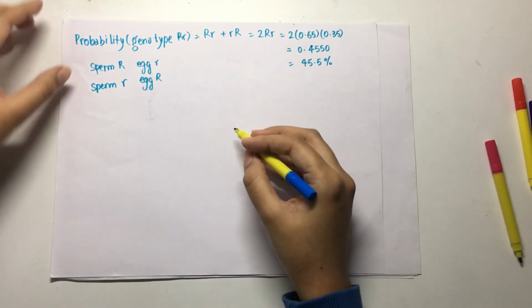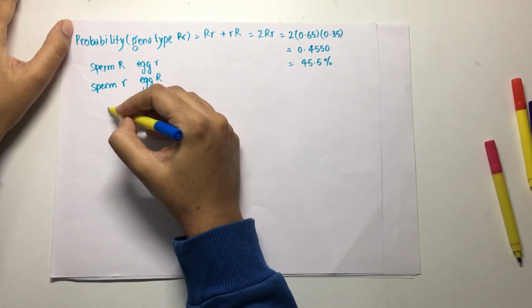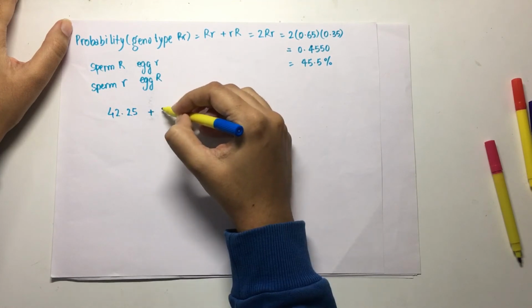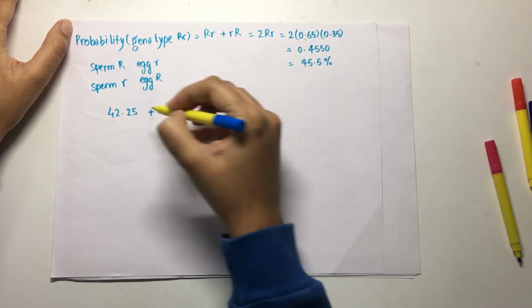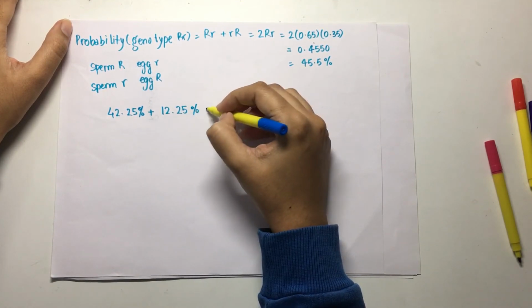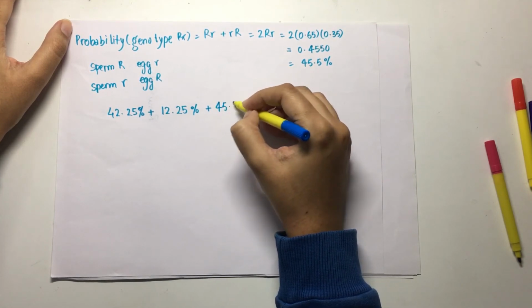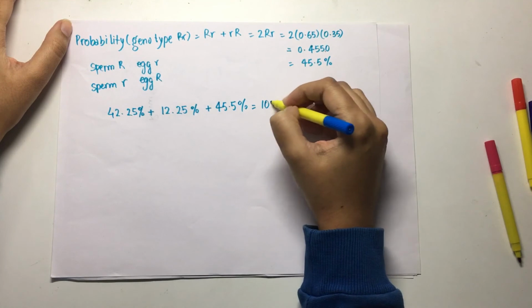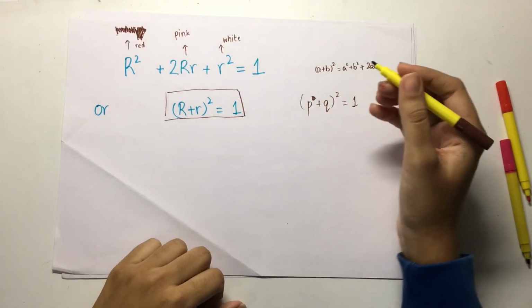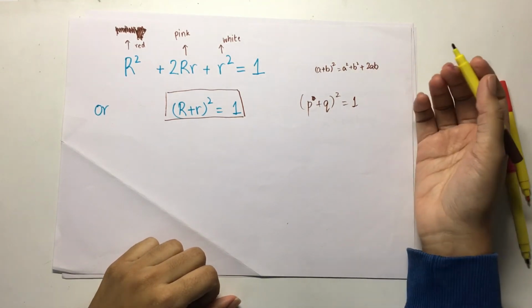So if we add all of them, what we get is, we had 42.25% for the red ones, 12.25% for the white ones, and for the heterozygote we have 45.5%. It all adds up to 100%, so our calculations have been right. So there is a simple formula that you can use to find out whether the population that you're studying is in Hardy-Weinberg equilibrium or not.